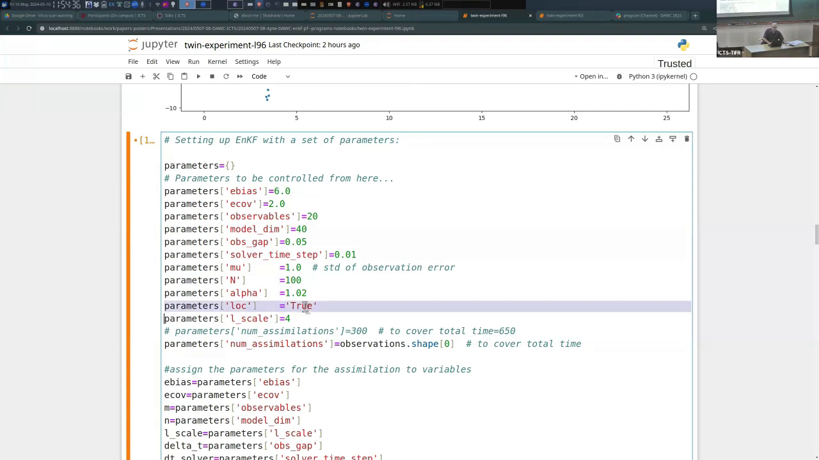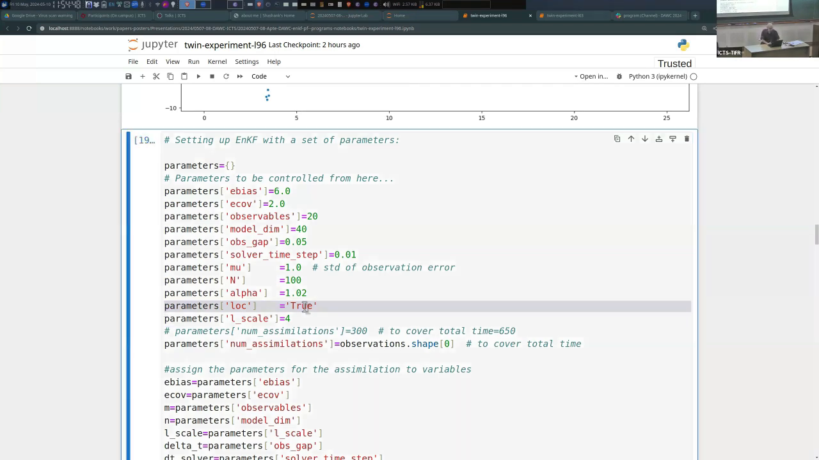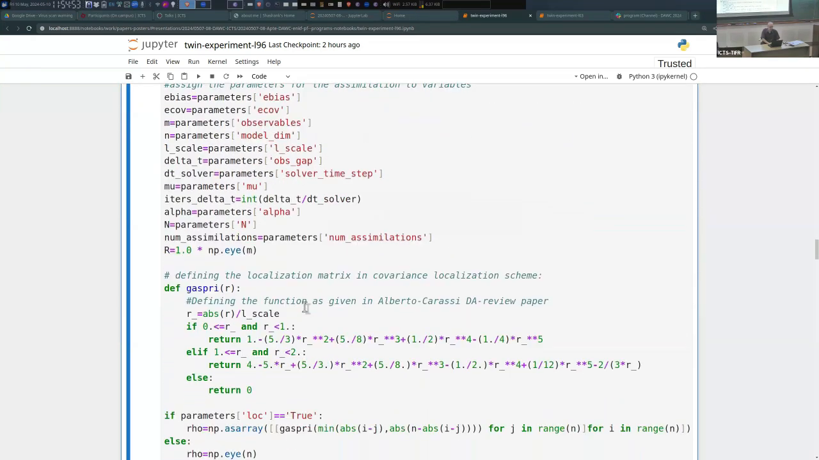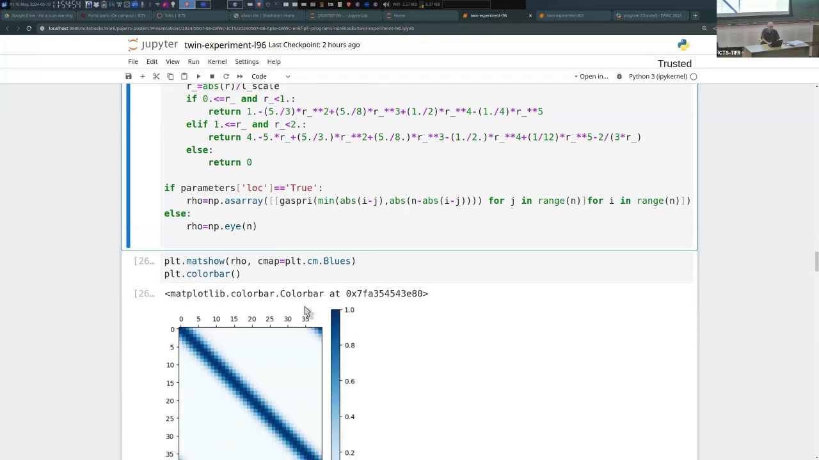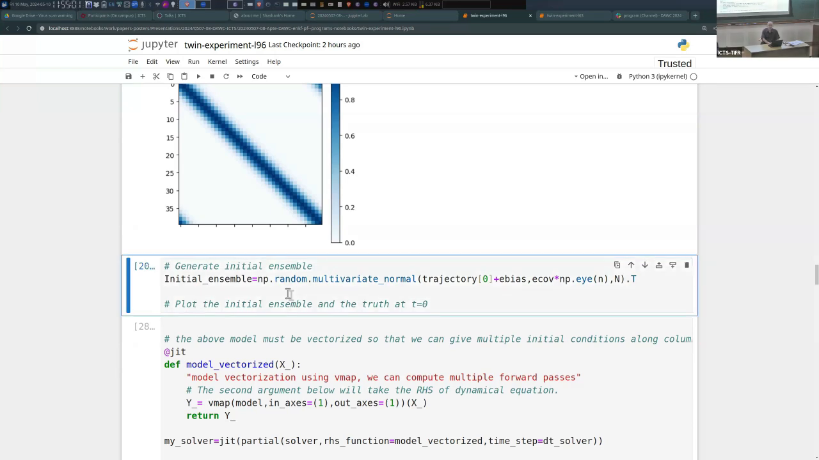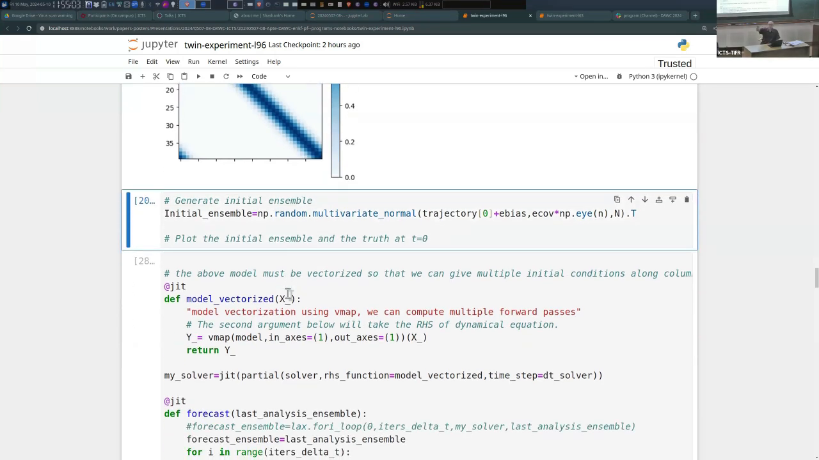Now there is this additional bit called localization. I haven't talked about localization, but keep that word in mind, I'll come to it in a minute. Localization is set to true for reasons which right now are mysterious, and so on and so forth. Once I have set all these parameters, I will go ahead and generate the initial ensemble, which will have a bias, and will also have its own covariance.